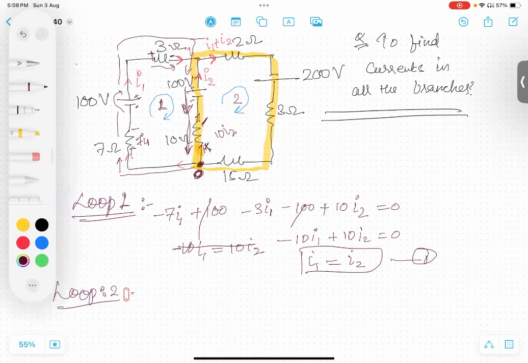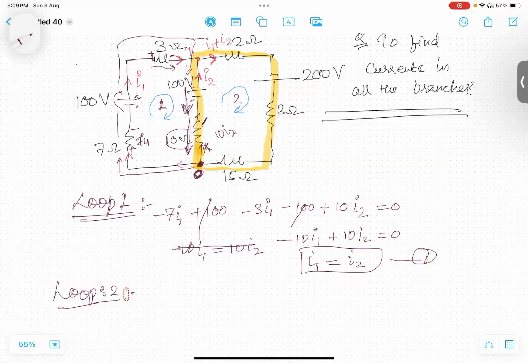Starting from 0, I will cross this 10 ohm resistor. If I am crossing this 10 ohm resistance, I am going from plus to minus. If I am going from plus to minus, I am losing 10I2 potential. Okay, my loop direction is this, right? That's why I'm going here. If I cross this battery, I will gain some potential because this is minus, this is plus. How much potential will I gain? 100, because I'm going from minus to plus in the battery.